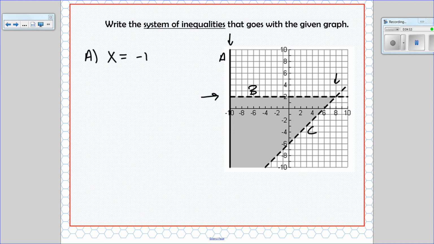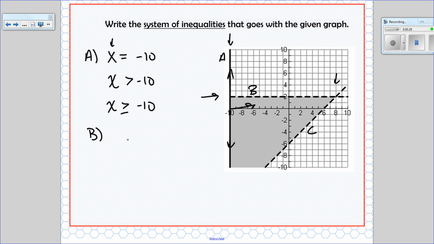Now, normally I would look to see if my shading was above this line or below this line. However, I'm talking about the x variable. So, all of this shading, are those places where x is greater than negative 10 or where x is less than negative 10? Well, the answer is x is greater than negative 10. And since that's a solid line, I'm going to write it as x is greater than or equal to negative 10. That's one of the trickiest parts about this.